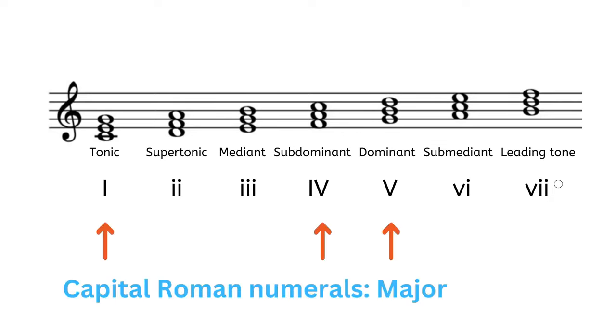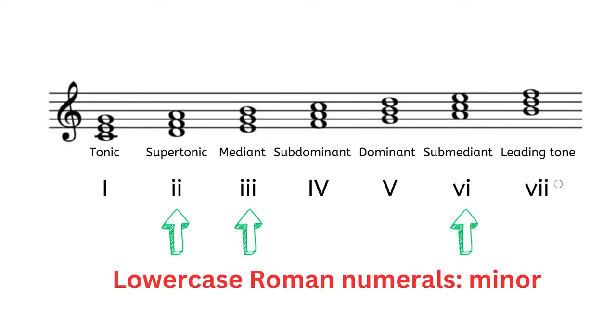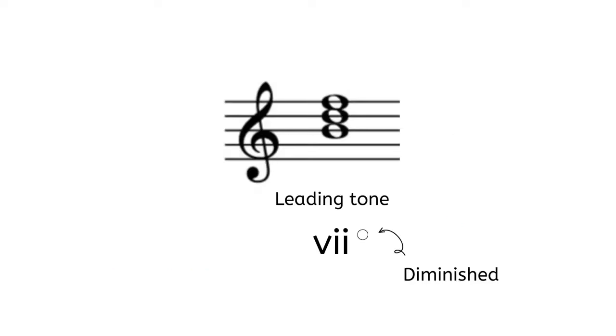Note that in all major scales, chord 1, 4, 5 are always in major quality, which is why we use capital Roman numerals here. Chord 2, 3, and 6 are in minor quality, so we used lowercase here. Chord 7 is a diminished chord, hence we use a small circle to represent it.